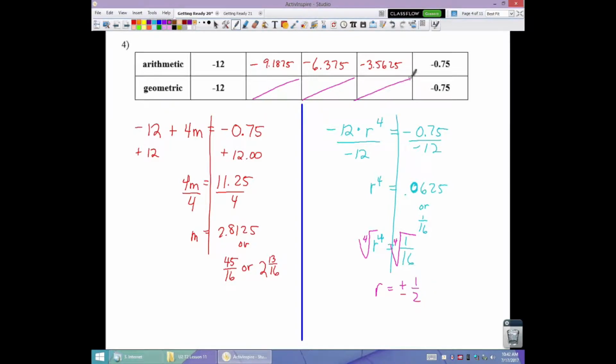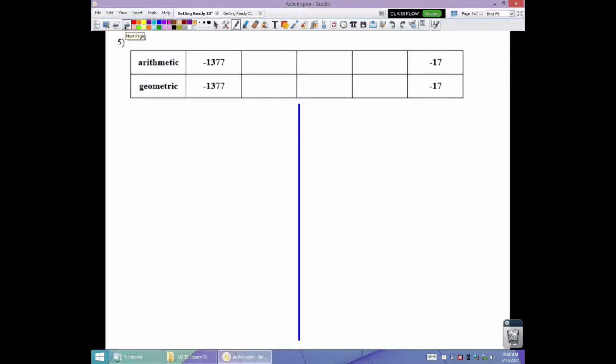Okay. And if we do this both ways, if we use positive 1/2, we get negative 6, negative 3, negative 1.5. If we use negative 1/2, this is positive 6, stays negative 3, positive 1.5 to negative 3/4. And last one of these.